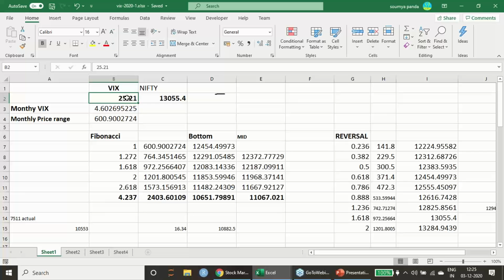Whenever we are using the highest VIX, we will be using the highest price point. 25.21 is the highest VIX, and 13,055 was the highest price point in the month of November on a closing basis. Using this, we find the bottoms. The bottoms are coming, the first bottom at 12,454 and going down to 10,651.